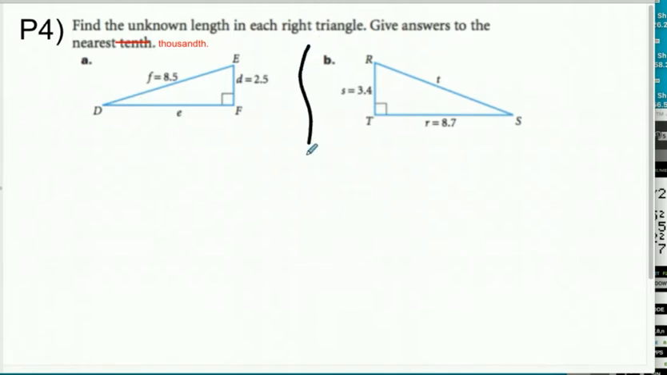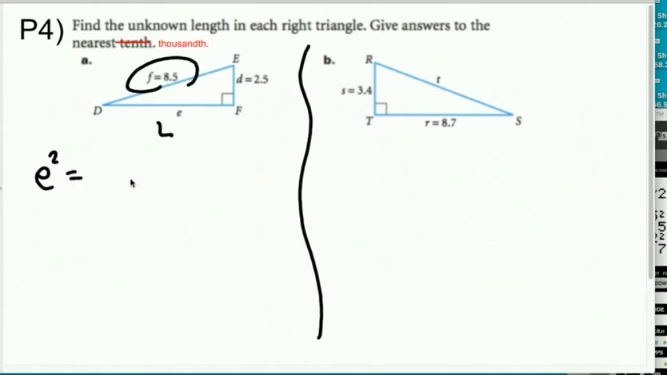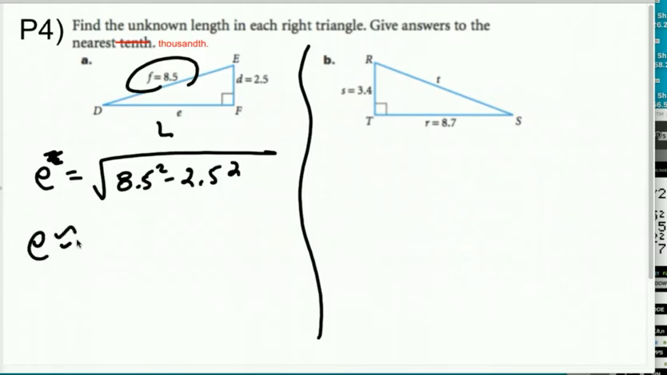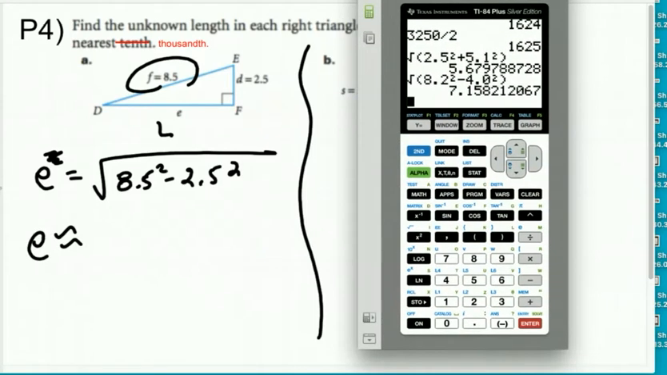So let's go ahead and try a p4. Same idea, right? So here, this is the hypotenuse, so it's a leg that you're missing. Essentially, if you realize that what you're going to end up doing is subtracting to solve, right, you're going to get that e squared is 8.5 squared minus 2.5 squared. Cool. So I'm going to get e is approximately, and then I'm going to do second enter, because again, why not be a little bit lazy? I'm going to change the 8.2 to an 8.5, and the 4.0 to a 2.5, and hit enter.